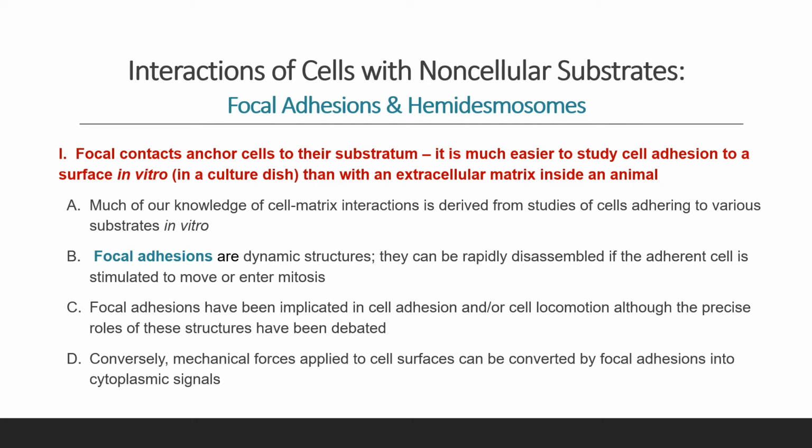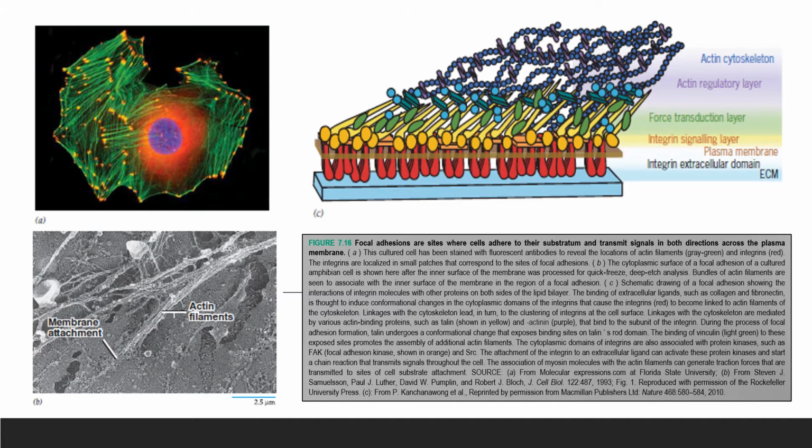Focal adhesions have been implicated in cell adhesion and/or cell locomotion, although the precise roles of these structures have been debated over the years. Conversely, mechanical forces applied to cell surfaces can be converted by focal adhesions into cytoplasmic signals. Here you will see the figure showing the focal adhesions, which are the sites where cells adhere to their substratum and transmit signals in both directions across the plasma membrane.